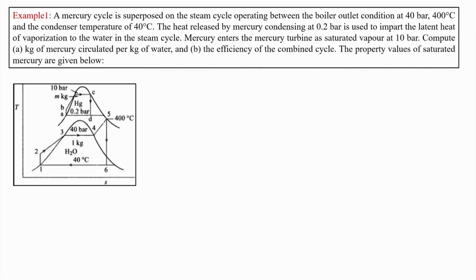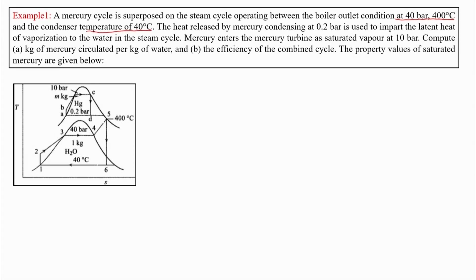Now we will move on to the next example, and the next example says that a mercury cycle is superposed on the steam cycle. The mercury cycle is given as a topping cycle, and the water or steam cycle is given as a bottoming cycle, where there is heat exchange between the boiler outlet condition at 40 bar and 400 degrees Celsius and the condenser at 40 degrees Celsius. So the boiler for the steam is given as 40 bar and 400 degrees Celsius, and the condenser for steam is given as 40 degrees Celsius.